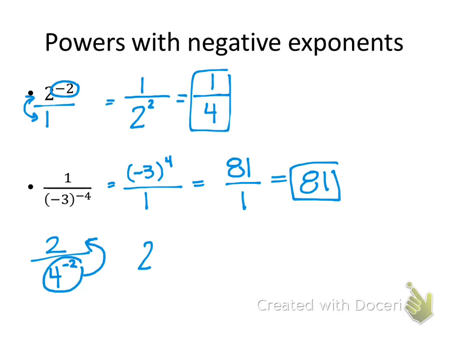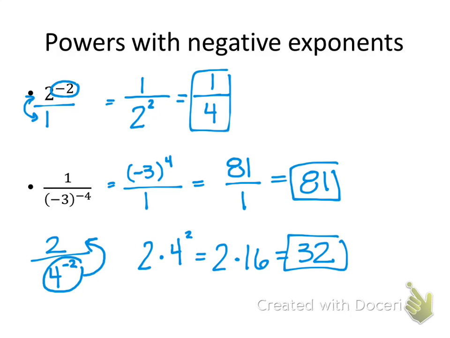So now I have 2 times 4 to the 2nd power. And now there's nothing left on the bottom except for a 1, technically, and I don't even have to write it. So what would this answer be? 2 times 16, which is 32. Okay, same thing goes if you had a problem like this.